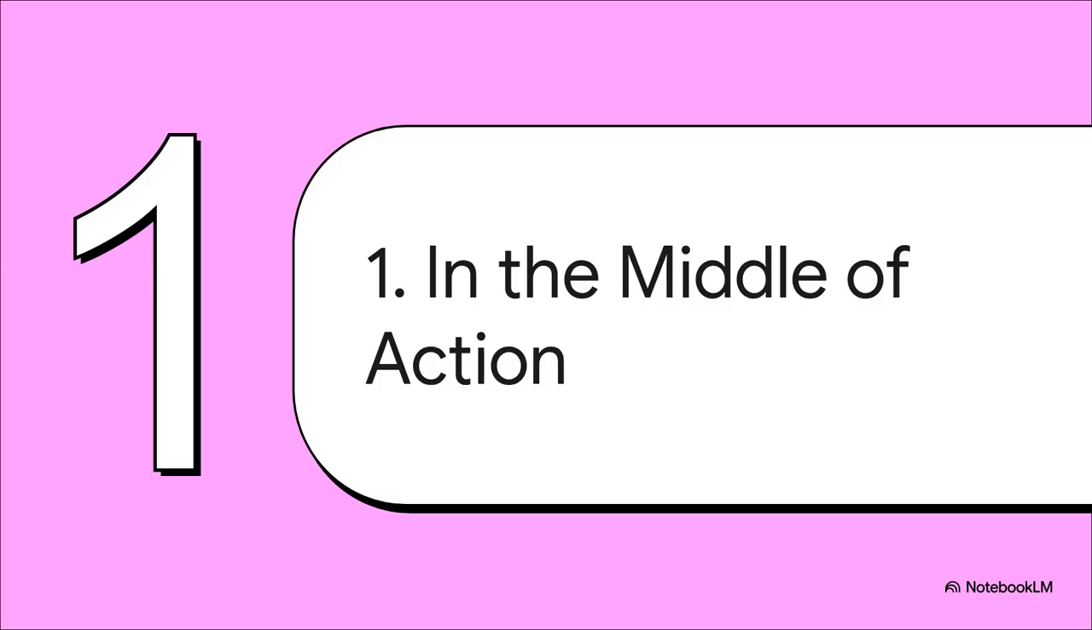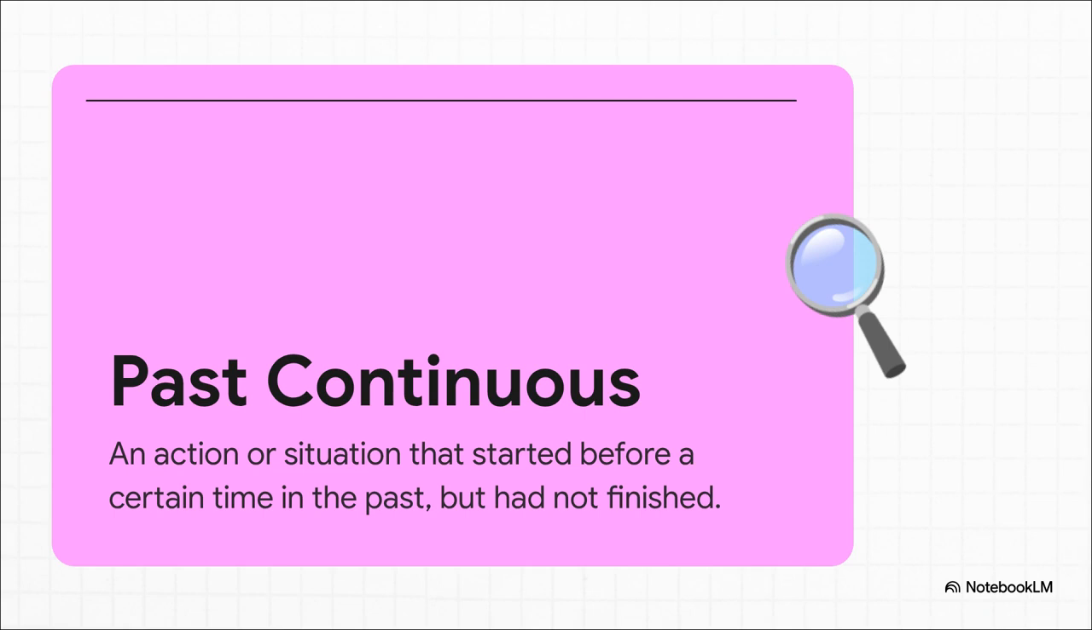So our first big idea is exactly that. It's all about being in the middle of an action. To put it really simply, the past continuous is all about an action that was in progress at a specific moment in time. It had already kicked off, but it wasn't over yet. Honestly, the best way to think about it is like taking a snapshot right in the middle of whatever's happening.